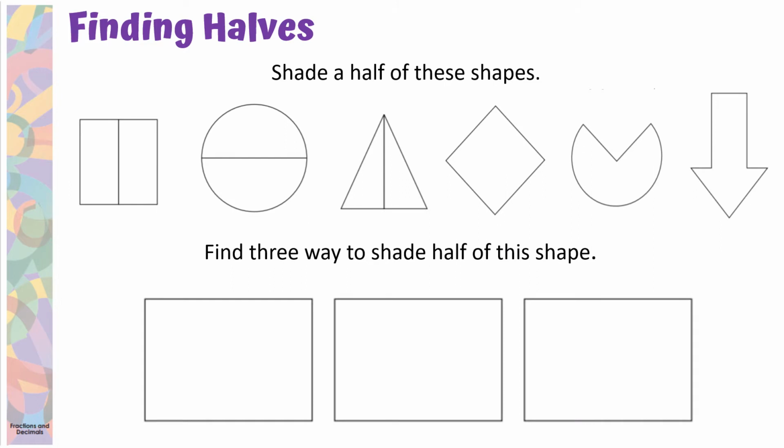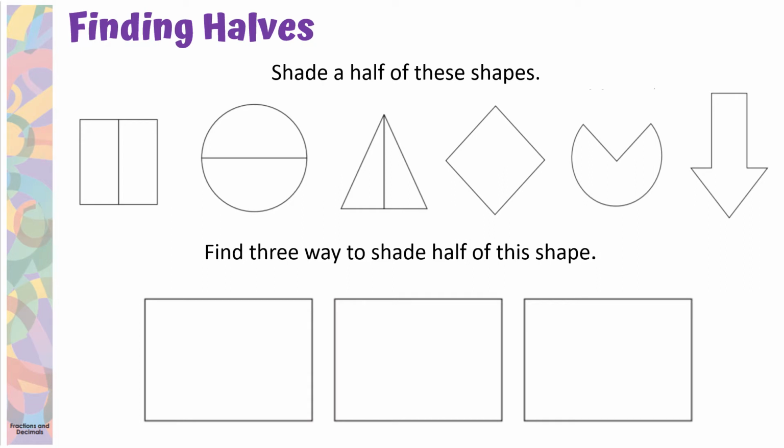All right, boys and girls, it's your turn. You're going to shade one half of each of these shapes, but before you do it, on some of the shapes, you're going to have to divide them in half. Now, the first 3 shapes have been done for you. The second 3 shapes, you're going to have to draw a line down the middle to make each one a half. And then down the bottom of the page, you've got 3 rectangles.